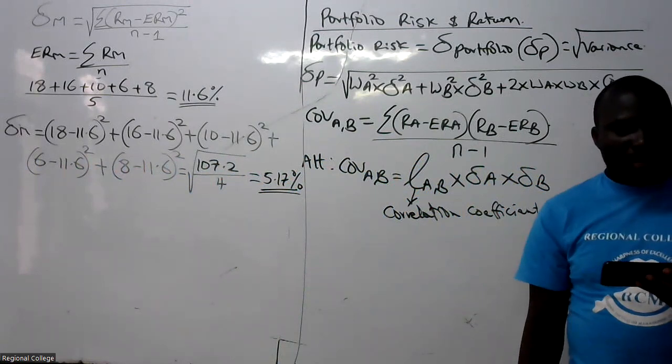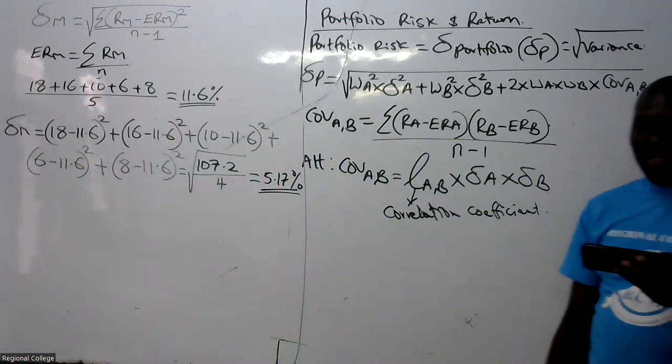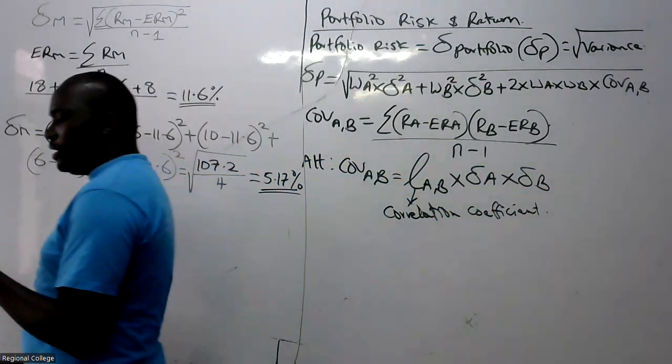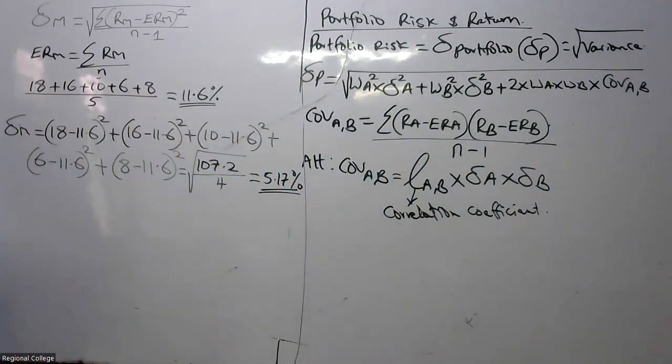Great. So for Mr. Frederick Onyango, the prospective investor is considering buying shares of company A and company B, which are currently selling at 40 and 50 respectively. He's going to buy shares of company A and B. A and B put together, now it becomes what? The portfolio. Now it becomes the portfolio.